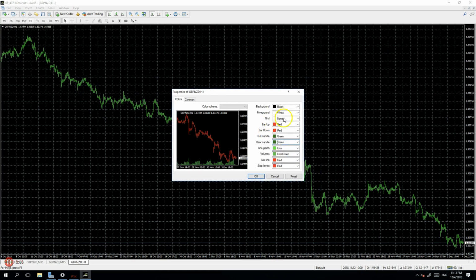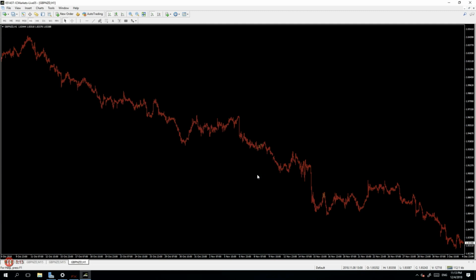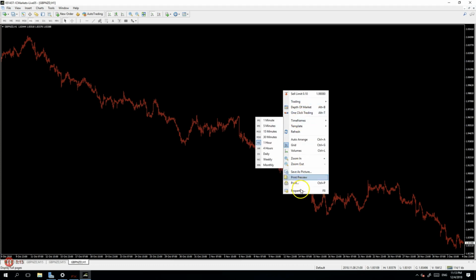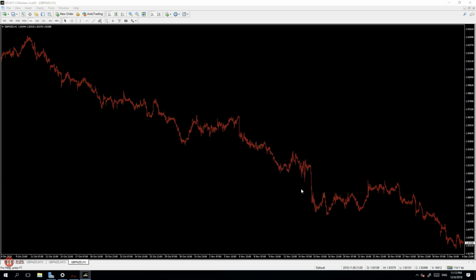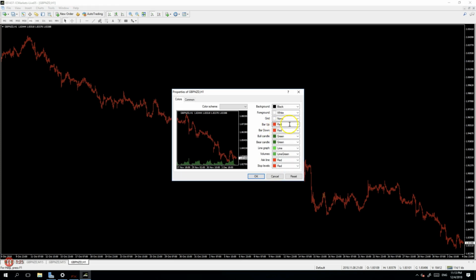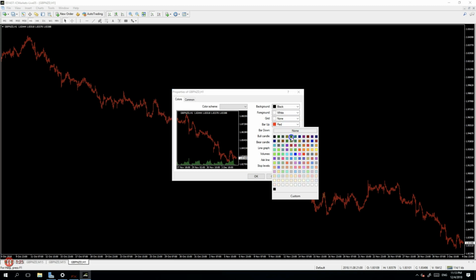Okay, what else we need to change here? I think that is fine. Let's have a look and see what we have there. Oh, what have I done there? I don't know. That doesn't make any sense at all. Let's see what I've done there. Properties, go back to the colors. So what I did was bar up, which should be green, shouldn't it? Yeah, bar up should be green, bar down red, bull candle green, and then bear candle should be red. Yeah, I got that wrong. Sorry. There we go. So cool.